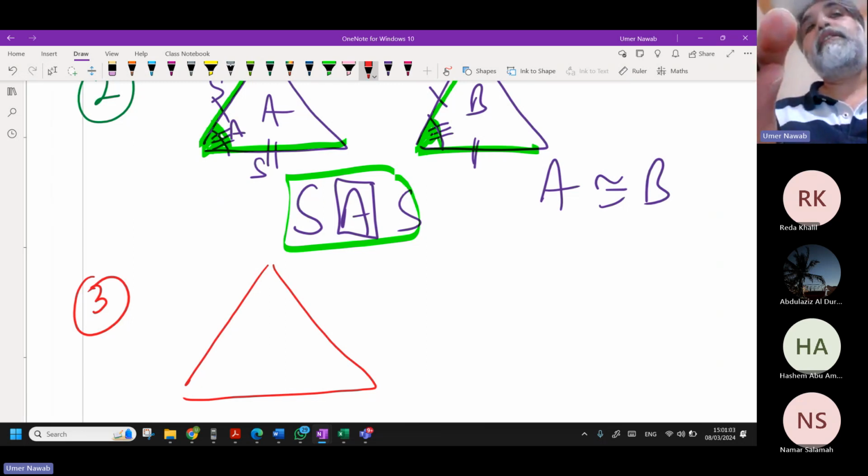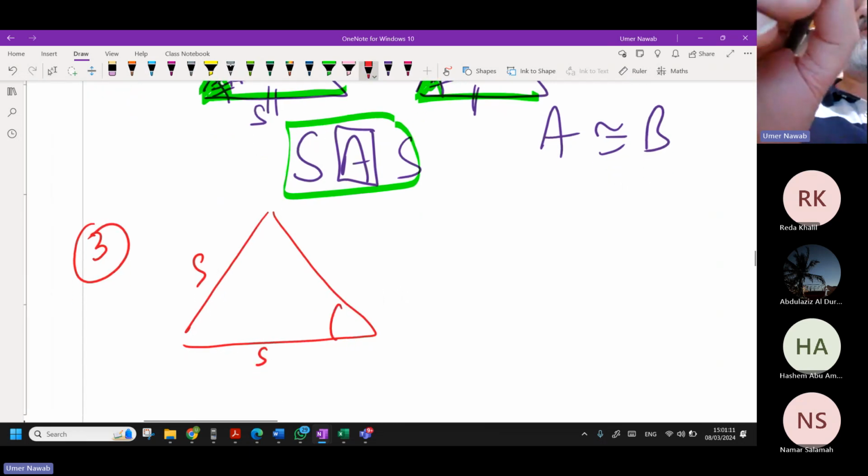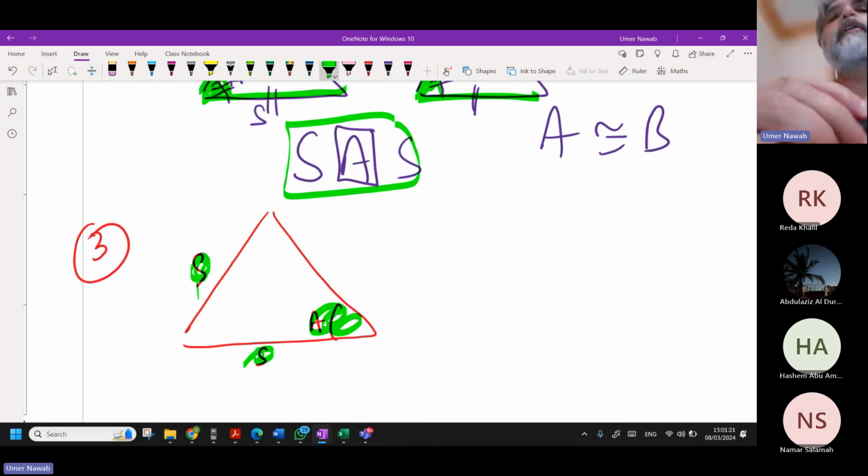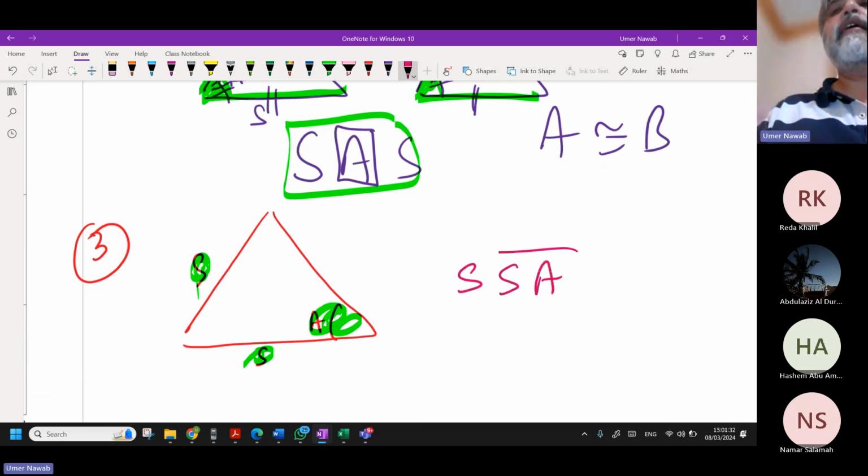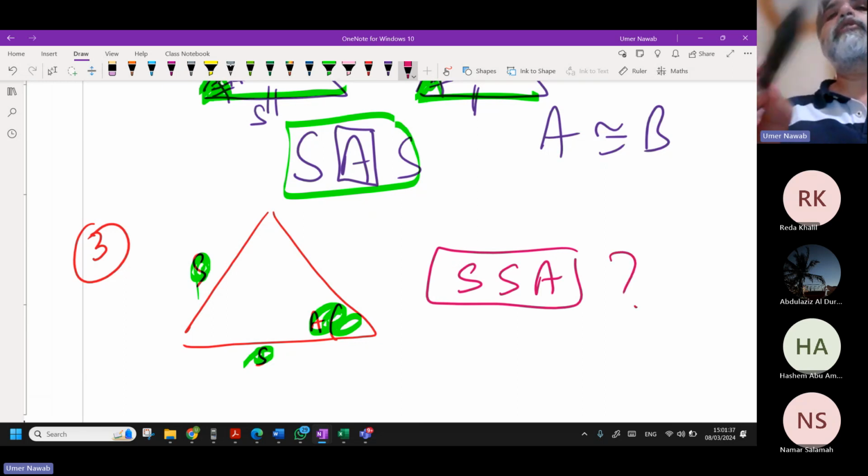The third property, guys, which is very important for you to know: suppose the angle is not the included angle, you don't have the included angle in this case. So do we have the congruency? There is a question mark on the congruency. This is SSA. Mr. Omar, is it congruent? There is a question mark on this one because of the sine rule. Maybe at a later stage, I will talk about it.